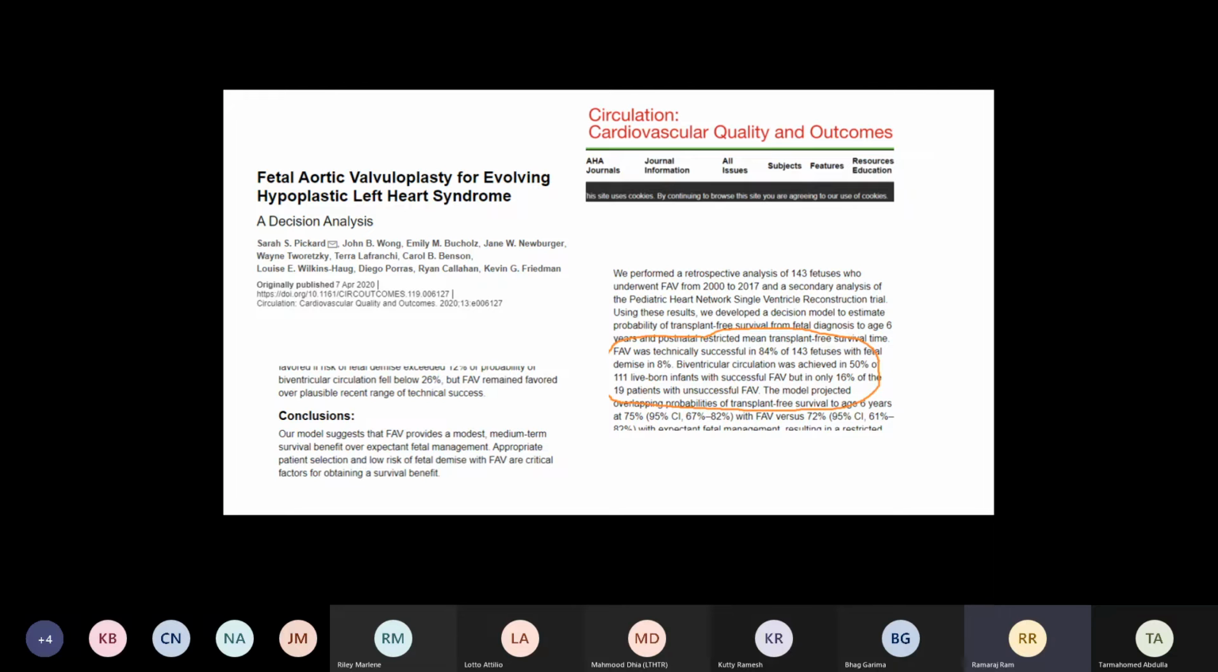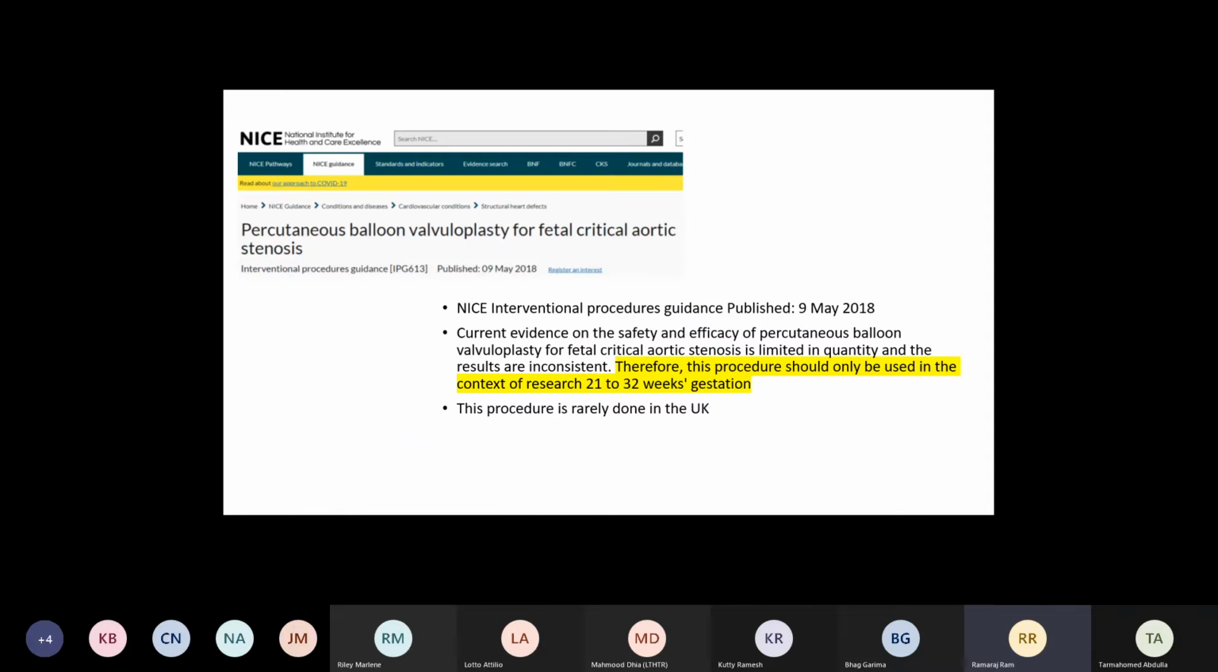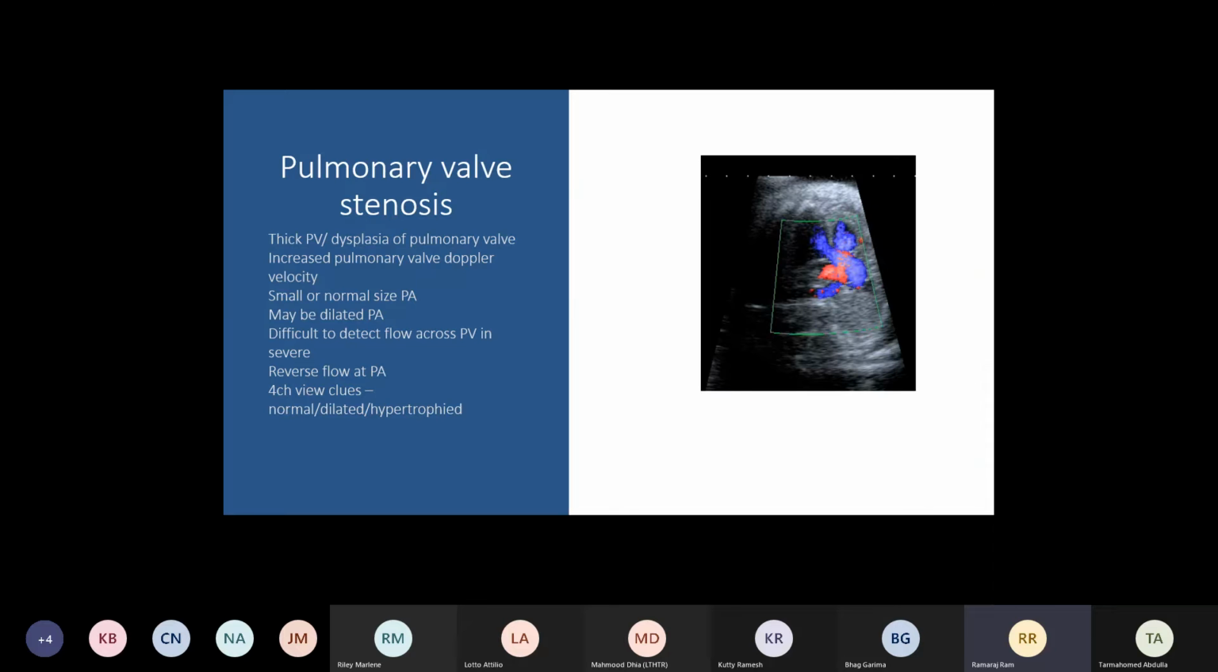but it is still not much reassuring in this as fetal intervention. So next one, please. So what is the UK's position here? NICE has given in 2018 that it's still practiced at a research level, and it's only done rarely in the UK. This is fetal balloon aortic valvuloplasty.